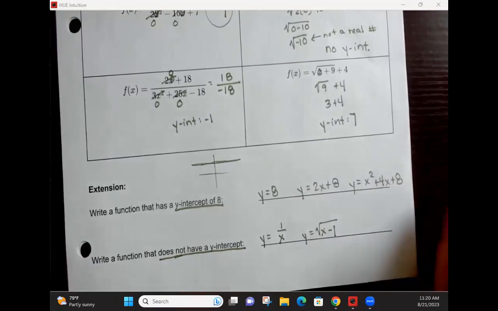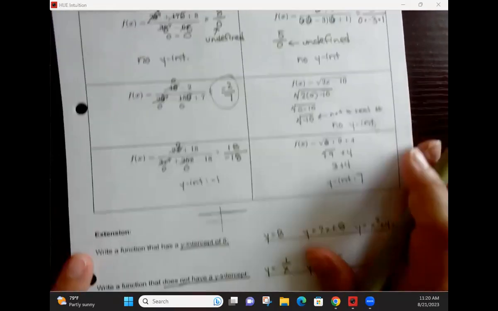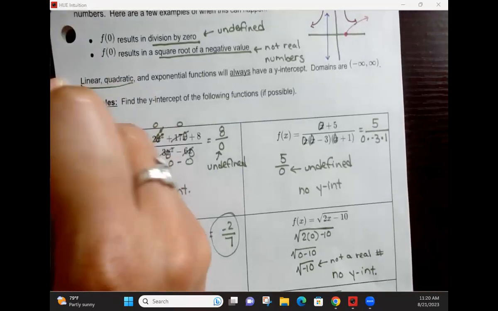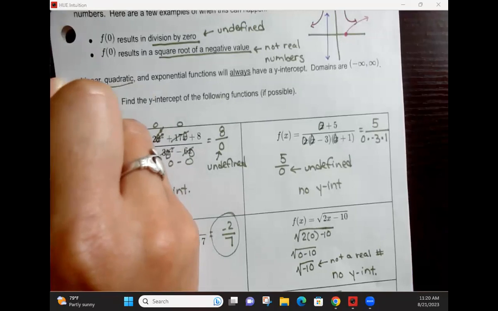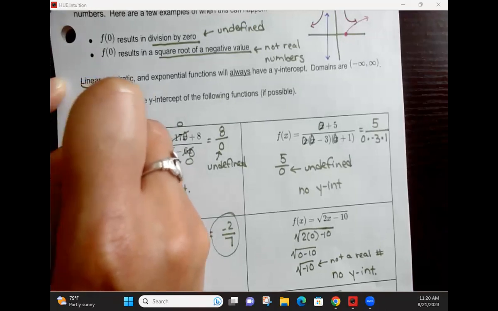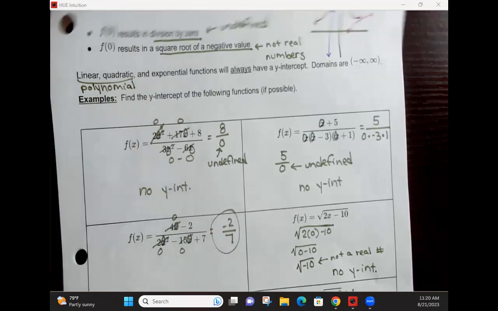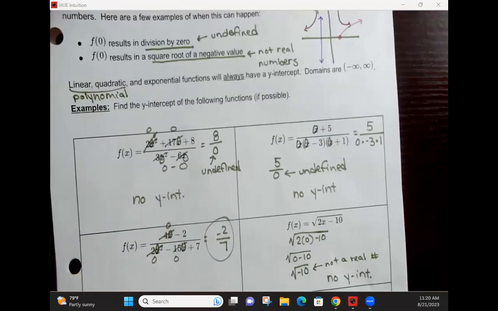One last thing I want to make sure we talk about and point out here, little note up at the top. Linear, quadratic, any polynomial. Linear functions and quadratic functions all fall in that umbrella. This would also be x cubed functions, x to the 4th functions. So any polynomial and exponential functions will always have a y-intercept because I can plug in whatever I want for x in those functions. The domain is all real numbers.